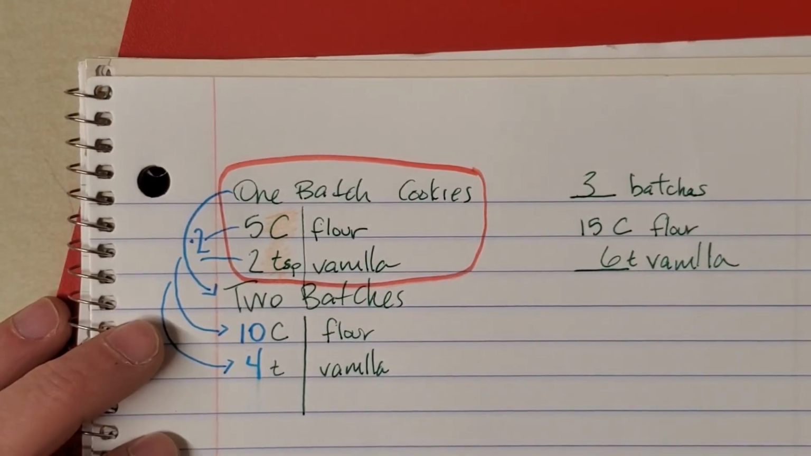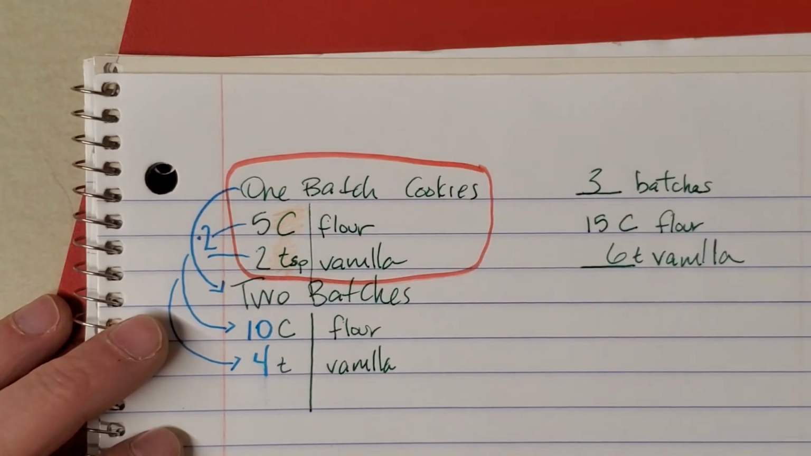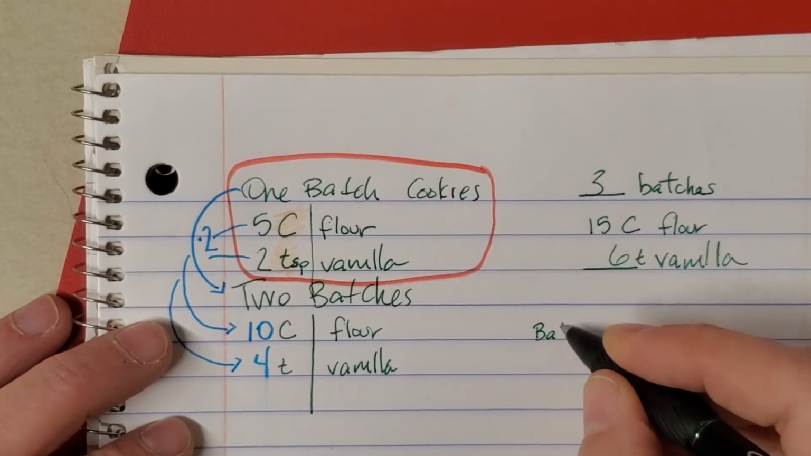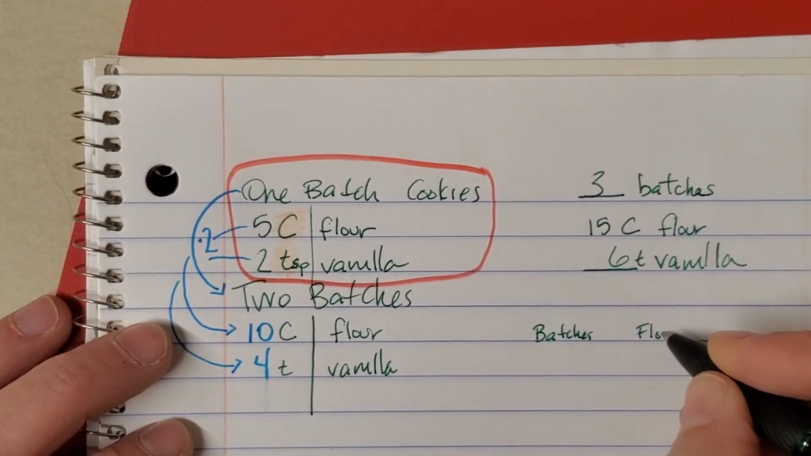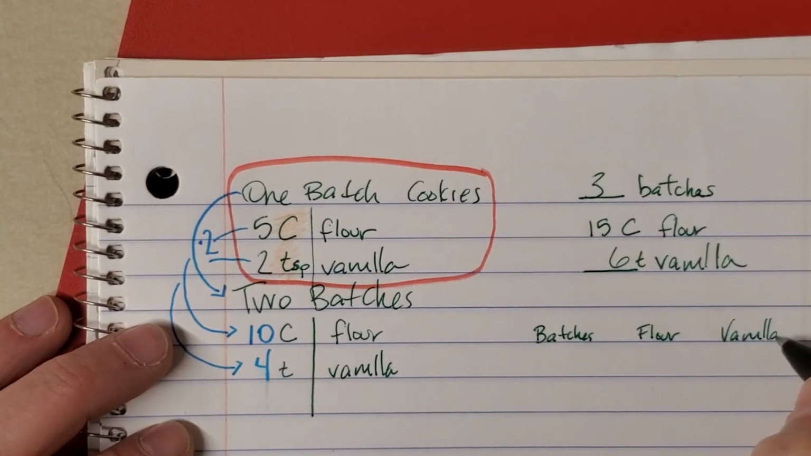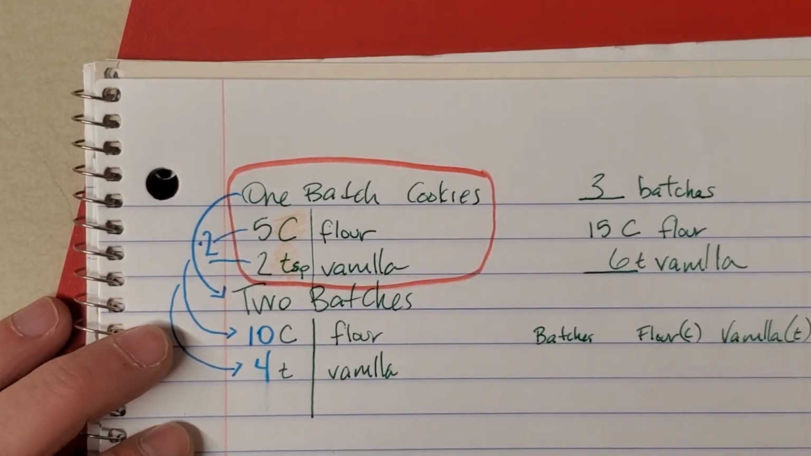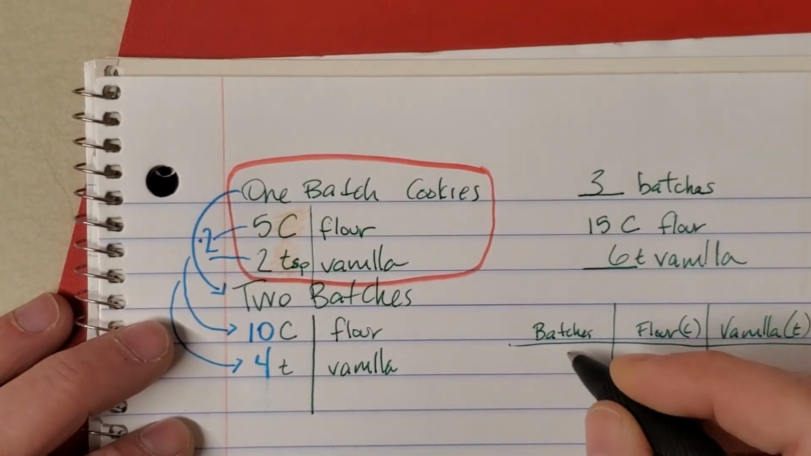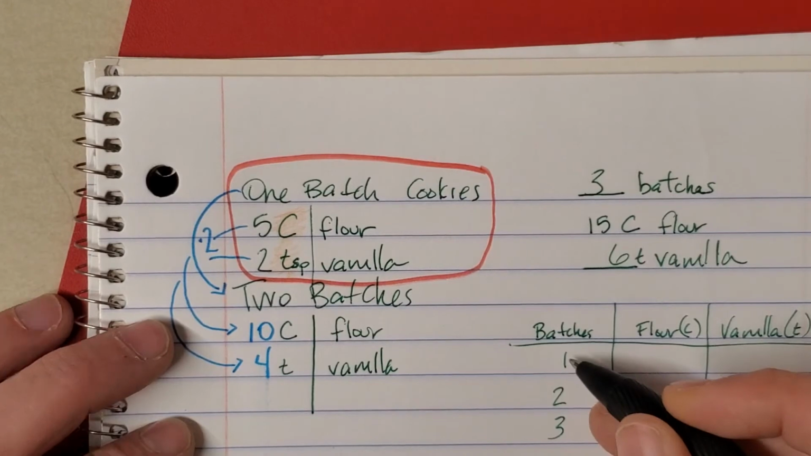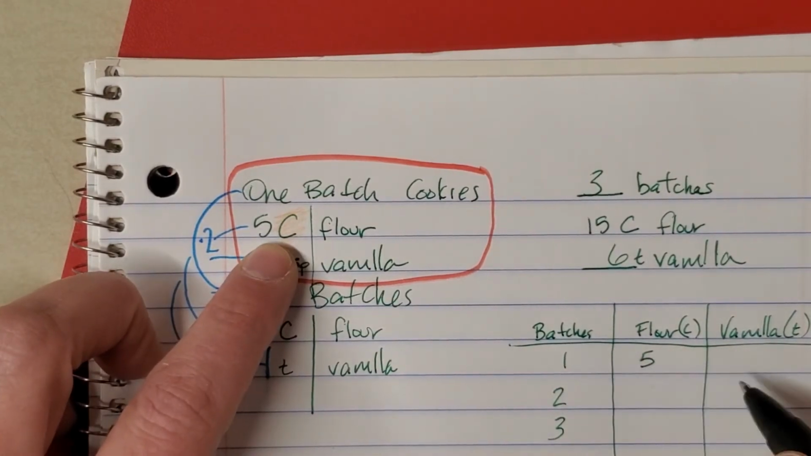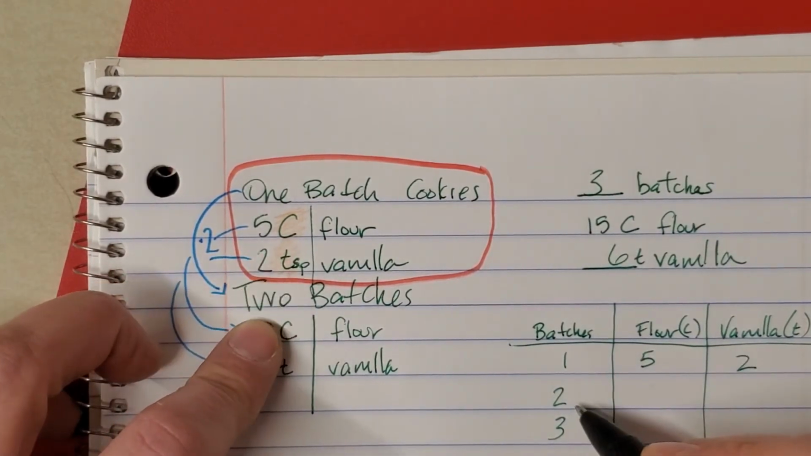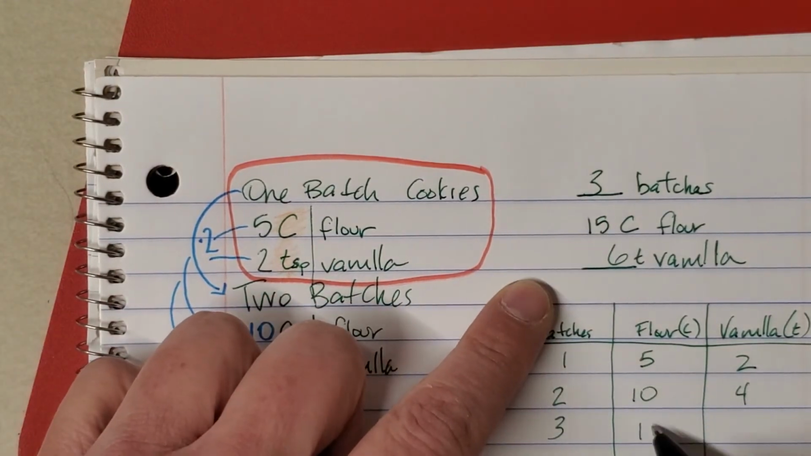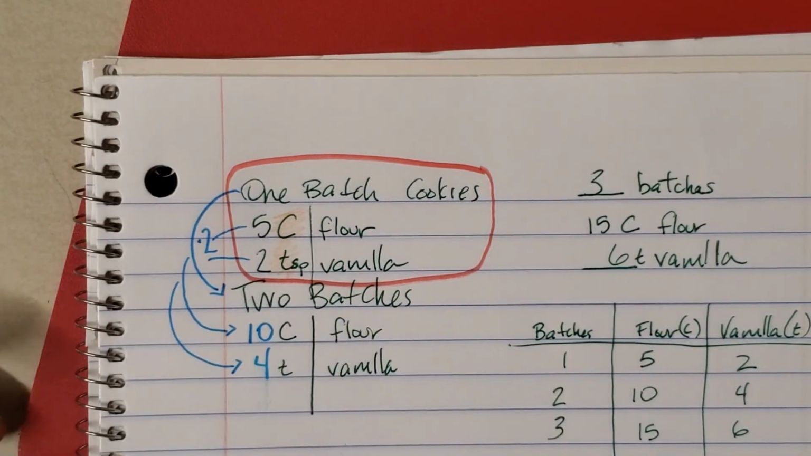How could I make a diagram that would be better than writing all of this all over the place? Let me show you. Let's change it up. Batches, flour in cups, vanilla in teaspoons. One, two, three. That's the information we've done so far. One batch of cookies was 5 cups of flour, 2 teaspoons. 2 batches was 10 cups and 4 teaspoons. And then 3 batches was 15 cups and 6. Okay?